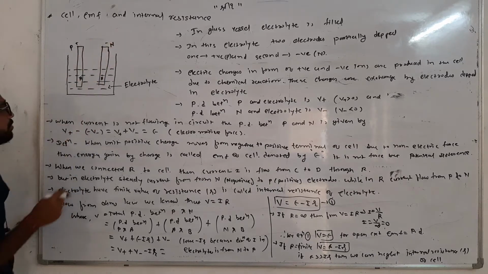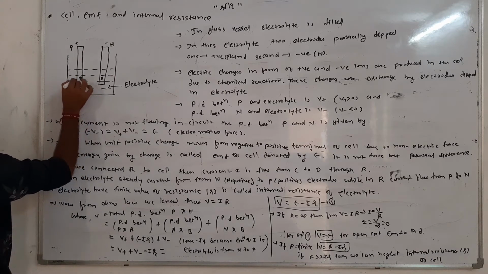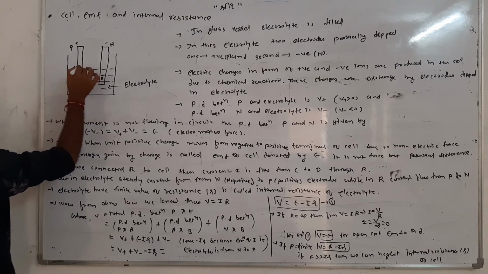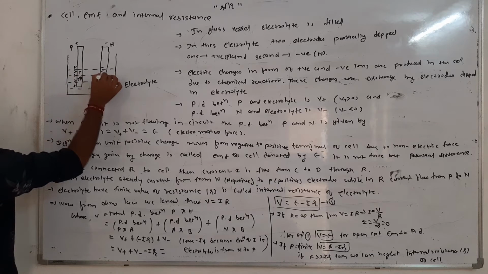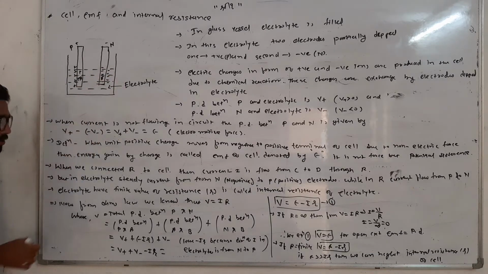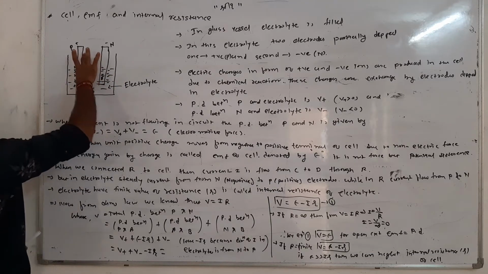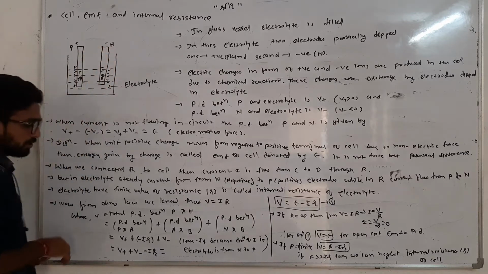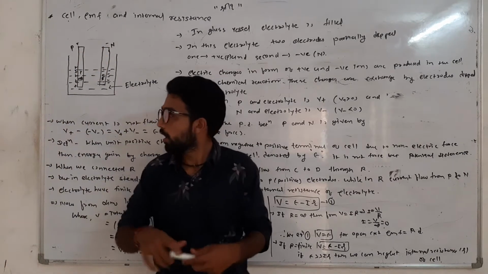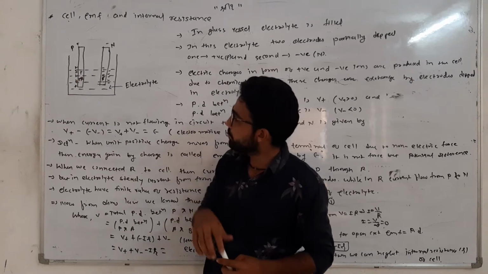Out of these two electrodes, one of them is positive and another is negative. Some positive charge will be accumulated on this electrode, and negative charge will be accumulated on the other electrode. So this electrode becomes positive and this becomes negative. Okay? That is how electric cells can be constructed.